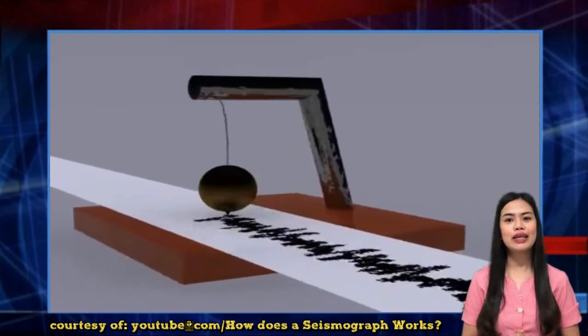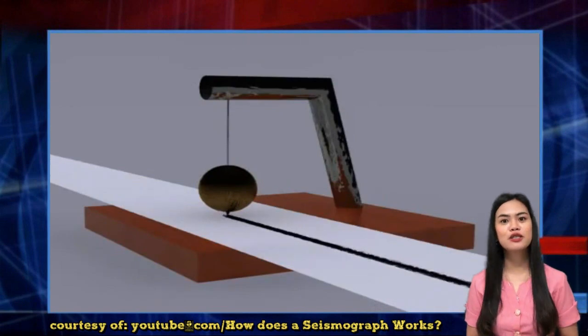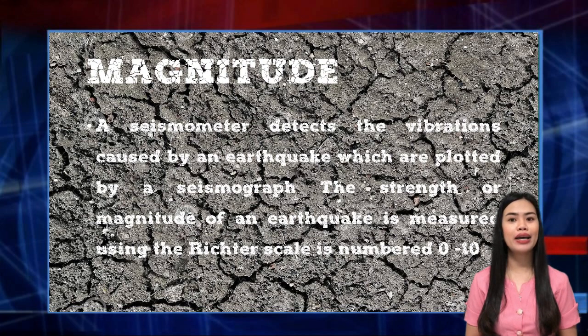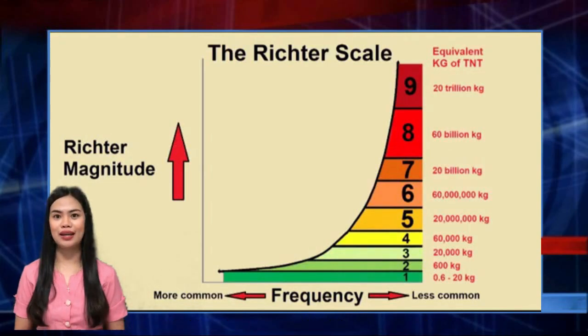The magnitude uses Hindu-Arabic numerals like 4, 5, or 6. A seismometer detects the vibration caused by an earthquake, which are plotted by a seismograph. The strength or magnitude of an earthquake is measured using the Richter scale, numbered 0 to 10.